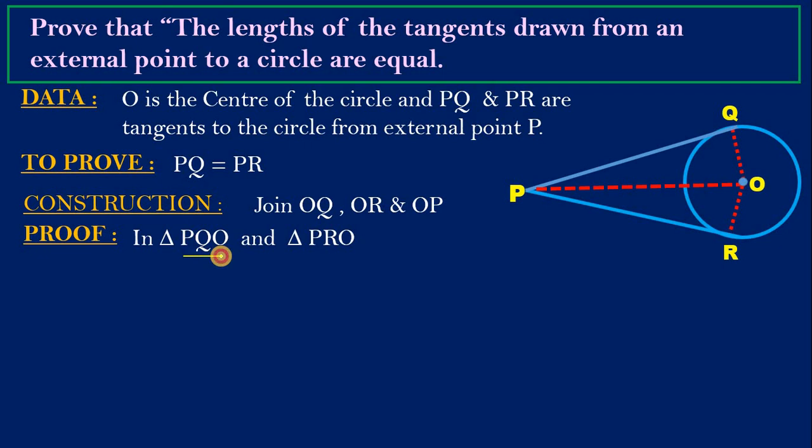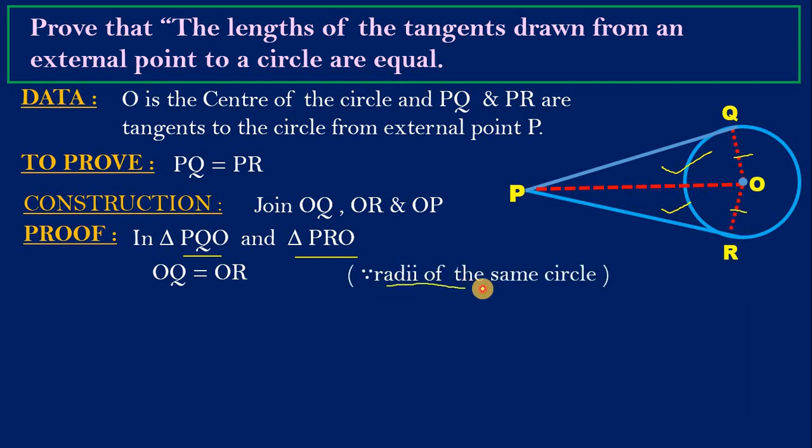In triangle PQO, means this triangle, and triangle PRO, this triangle. In these two triangles, OQ is equal to OR, means this one. OQ is equal to OR. These are equal. The reason is radii of the same circle. Radii of a circle is always same. Next, OP equals to OP. This OP is equal to OP itself because that is a common side for both the triangles.